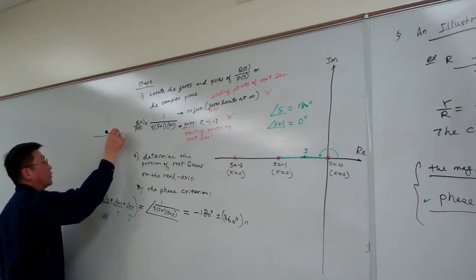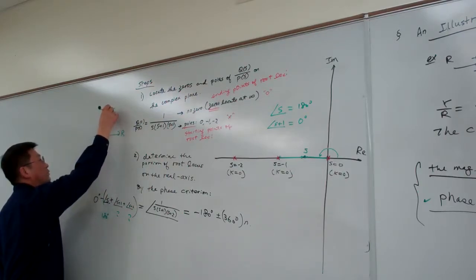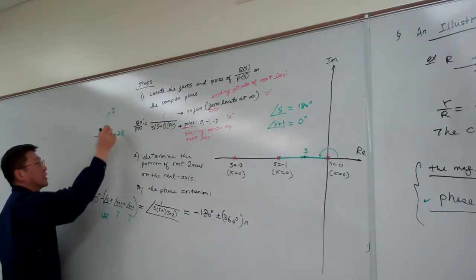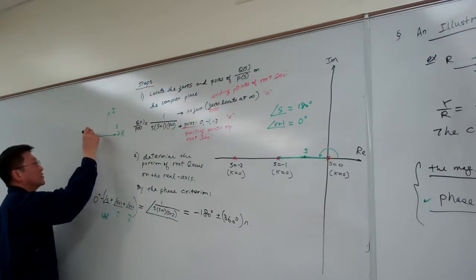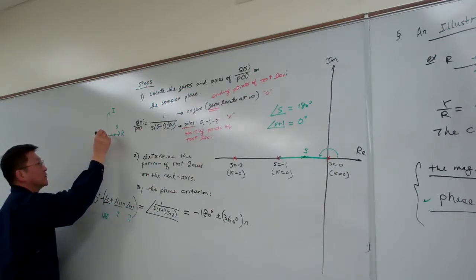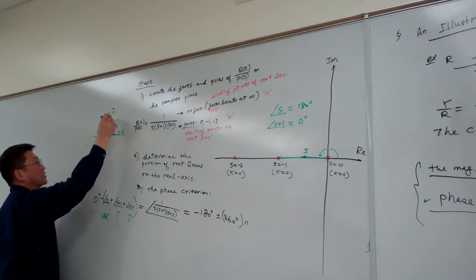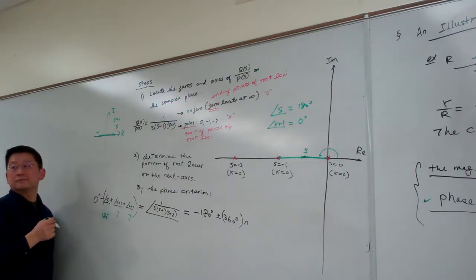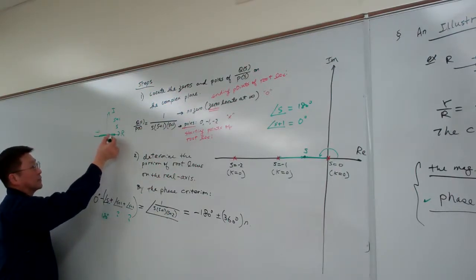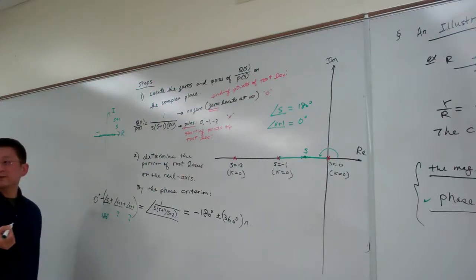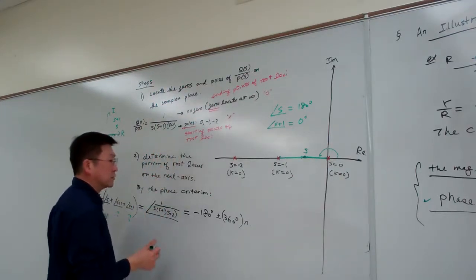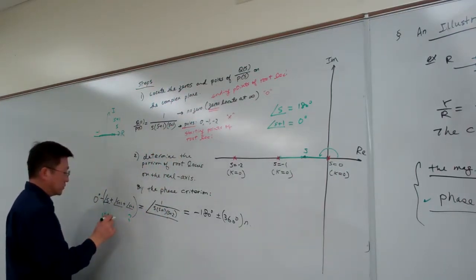Because this is our real part, imaginary part. So here, if this is S, and here is minus 1, simply this vector represents S plus 1, right? And in this case, you can see that it has a phase angle of 0 there. Okay, so that's 0 degrees.